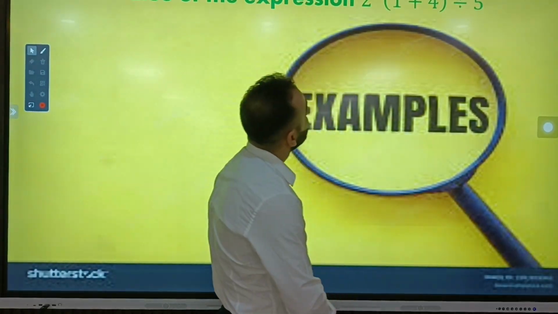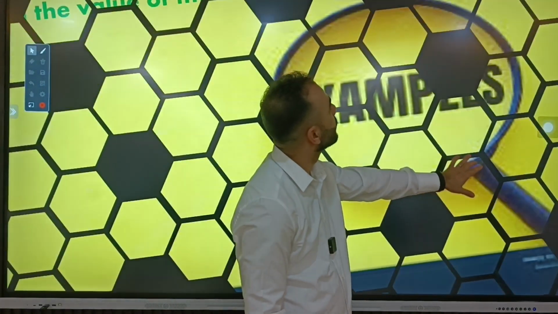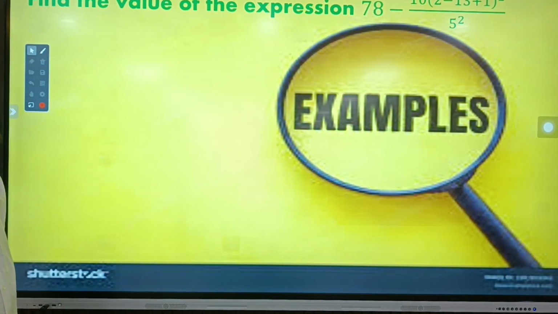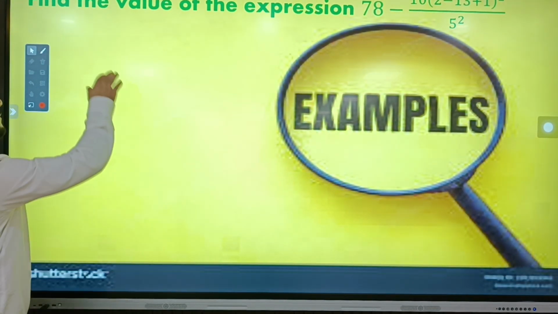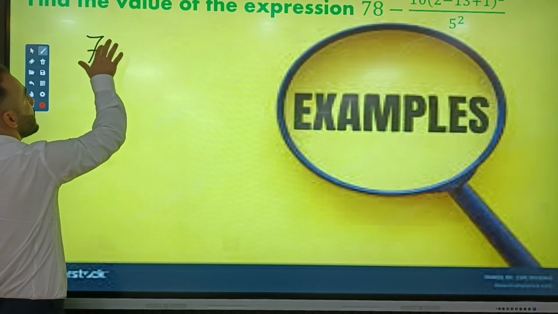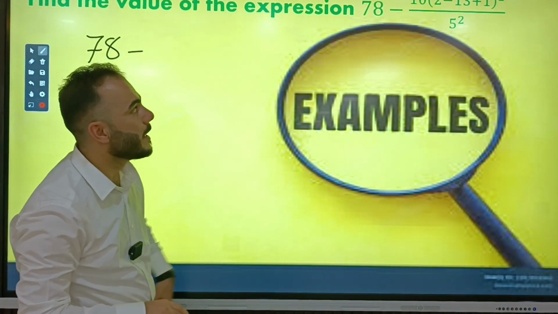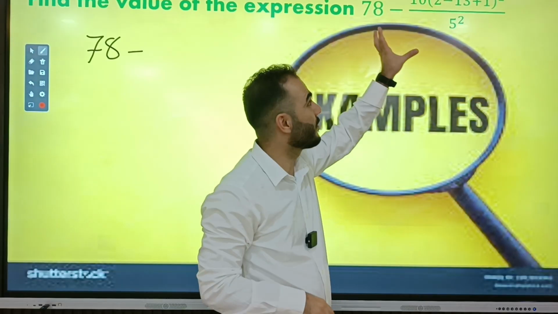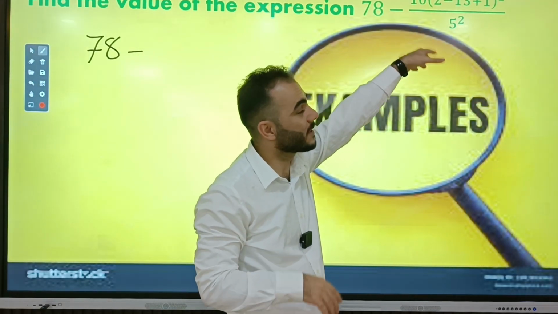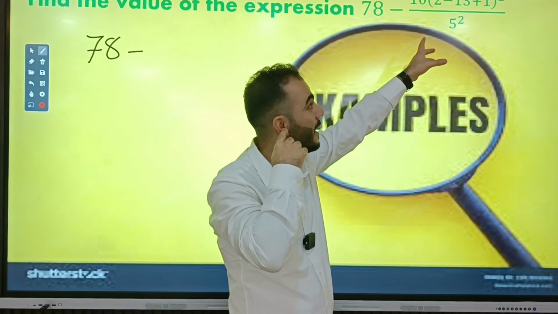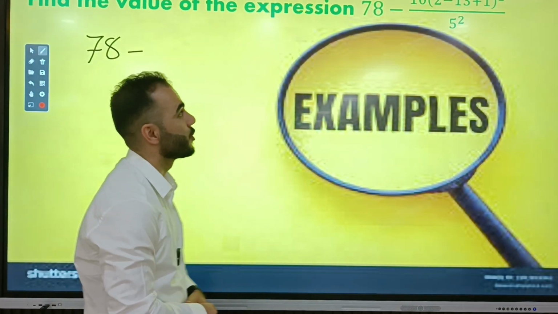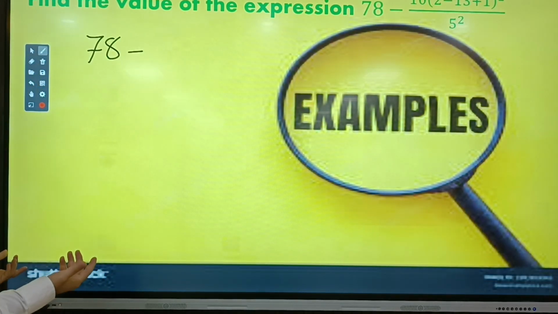Next question. Okay, the next question is a very nice question. We have 78 minus a fraction. In our denominator, we have multiplication with a bracket. Inside our bracket, we have subtraction, addition, and then finally we have an exponent as well. Then we have a power in the denominator. So first, we have the bracket.